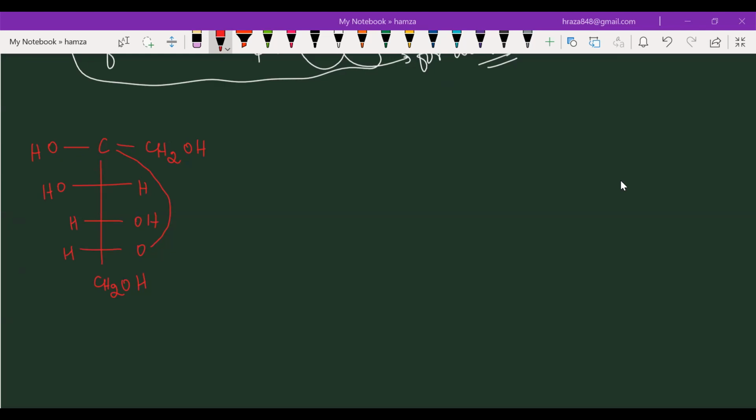Sir, then would everything be on opposite sides? Like if in the first structure it's above, it would be below. Very good. Just match this with this. So this will be OH and this will be CH2OH, right? Wait a minute.